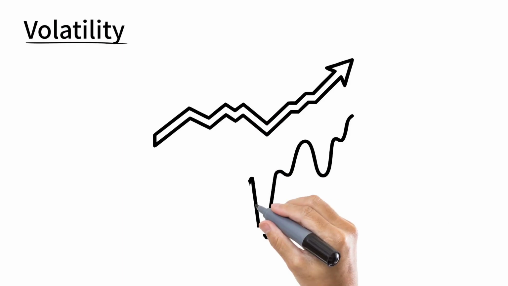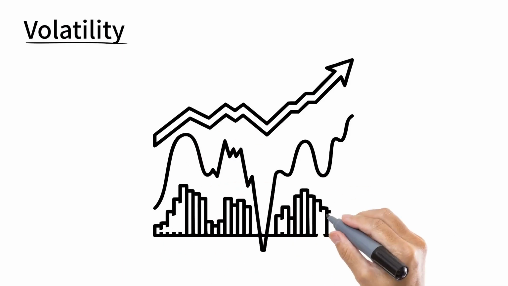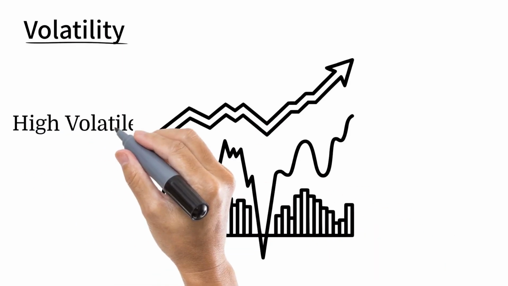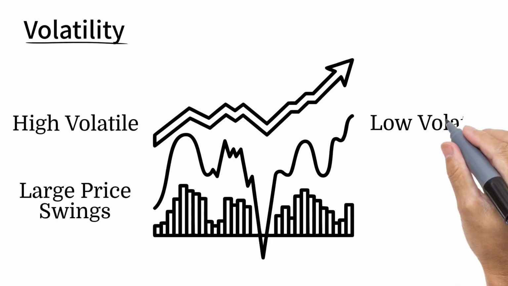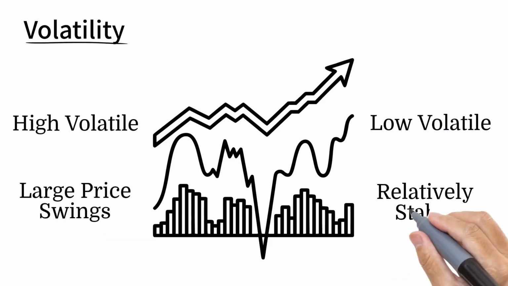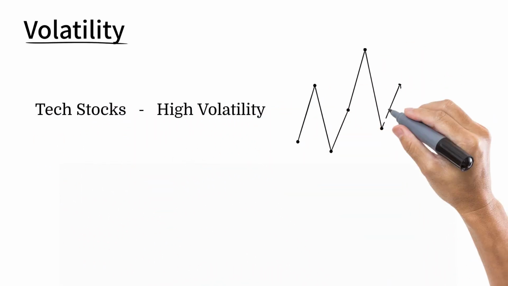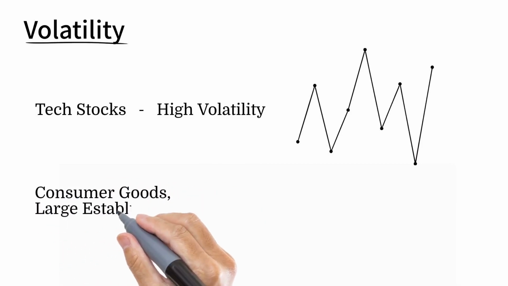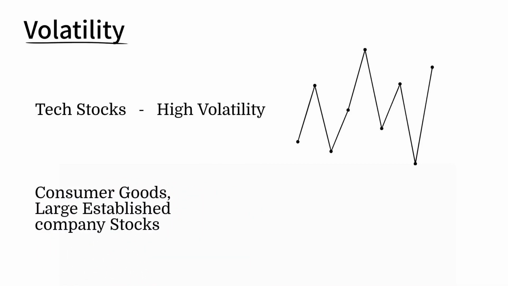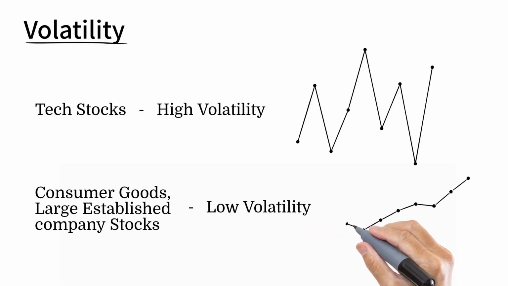Volatility. Volatility refers to how much a stock's price fluctuates over time. A highly volatile stock experiences large price swings, while a low volatility stock remains relatively stable. For example, technology stocks often have high volatility, with prices jumping up or down quickly. Consumer goods or large established company stocks, on the other hand, tend to have low volatility, moving more gradually.